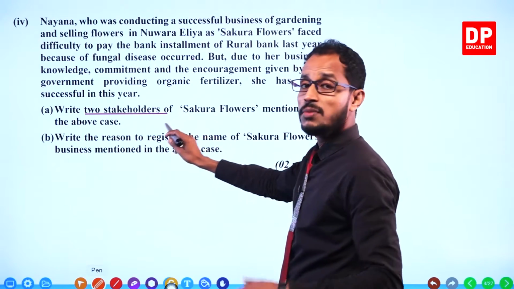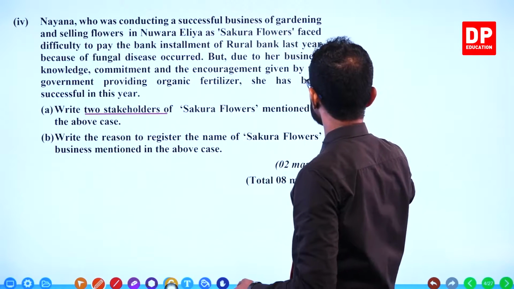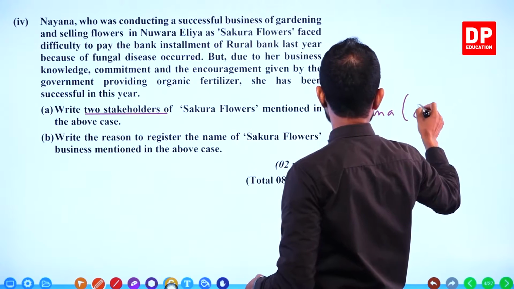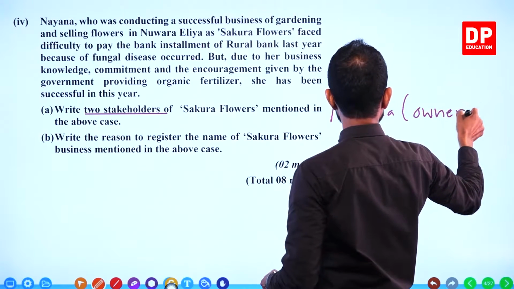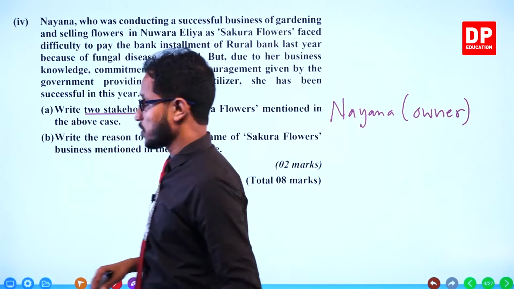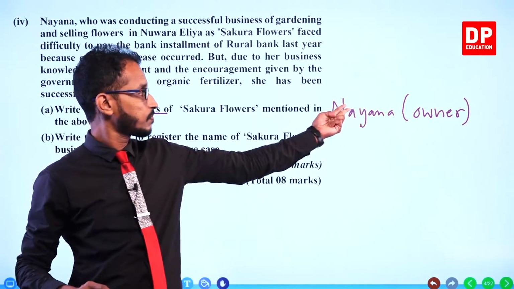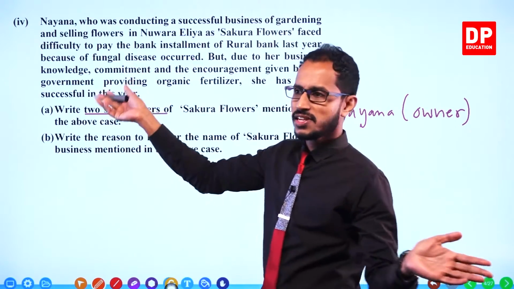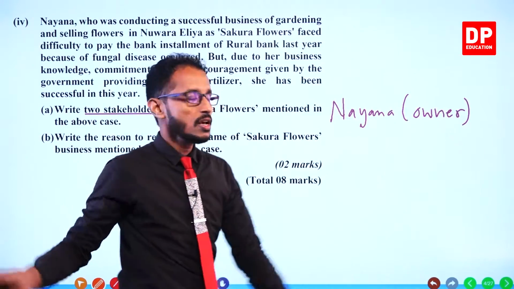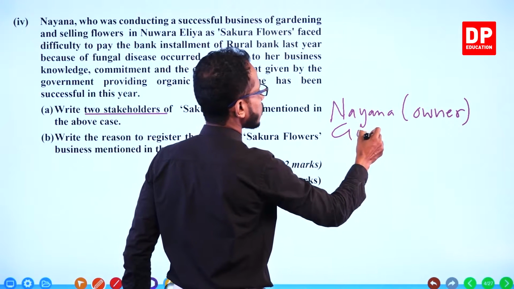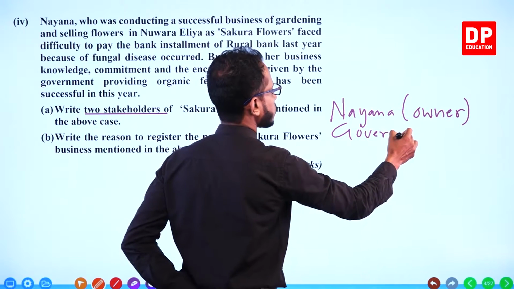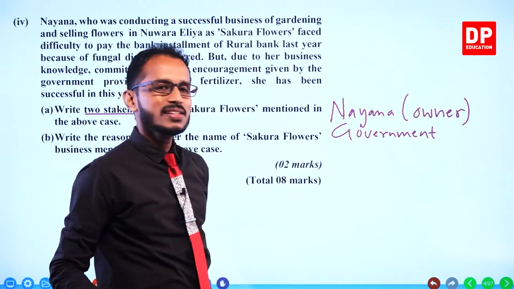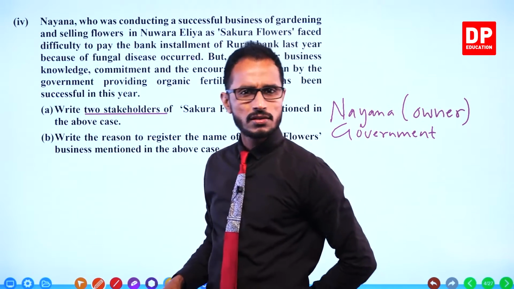Nayana is the main stakeholder because she is the owner, right? Nayana, owner. Right, two stakeholders. Now we wrote one. Let's write another external stakeholder outside the business. Government. That is, the government is a stakeholder.